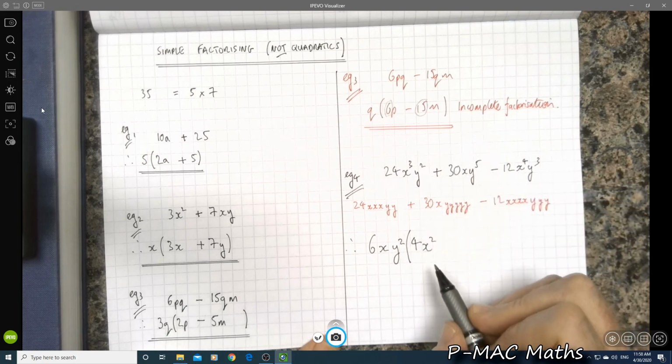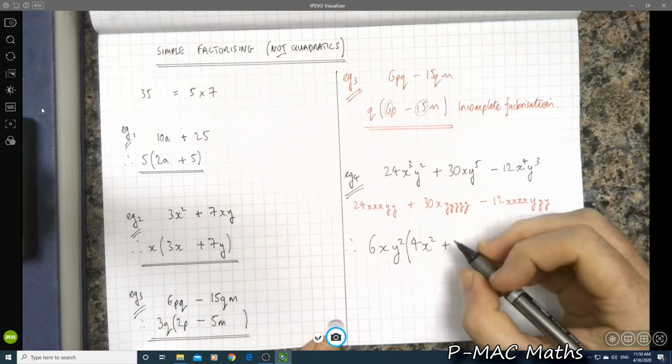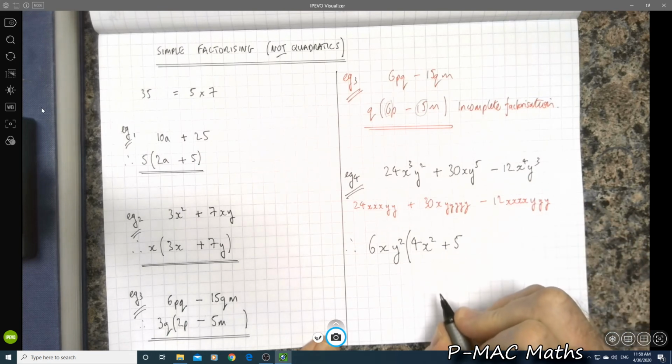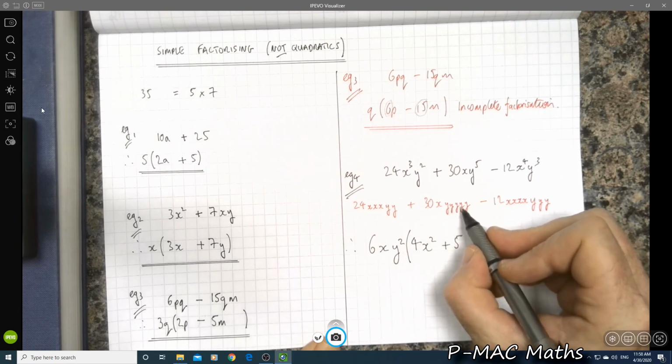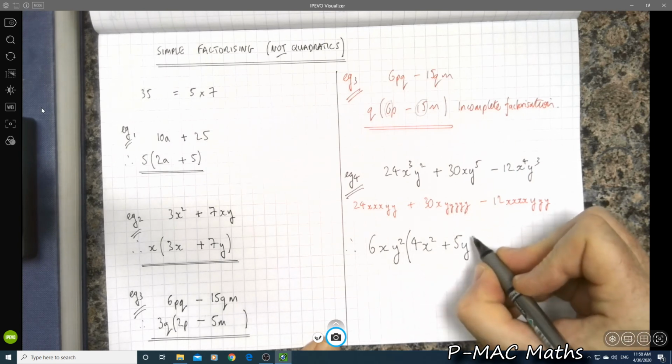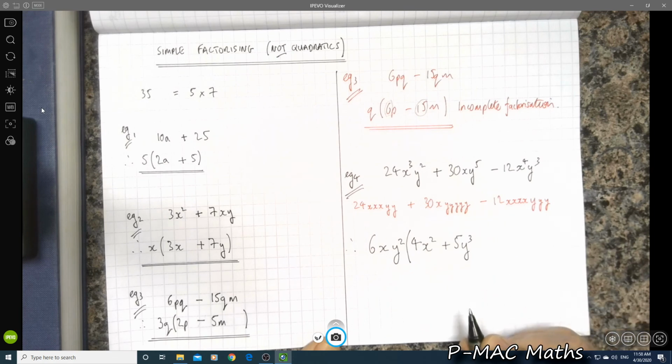Let's focus on that second term now. 6 times what makes 30? Well, 6 times 5 makes 30. I already have an x on the outside, and I've got y squared, so I'll need 3 more y's all multiplying each other. That means 5y cubed for that term.